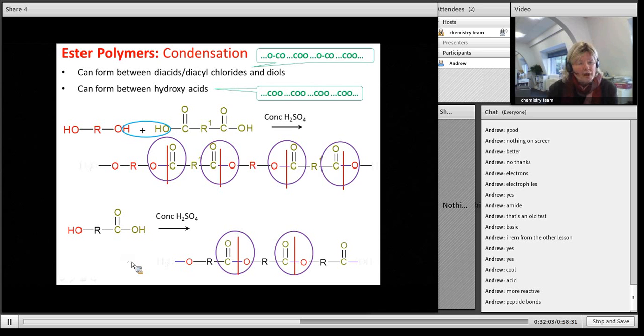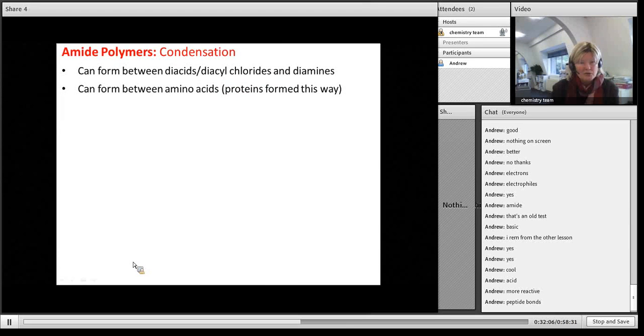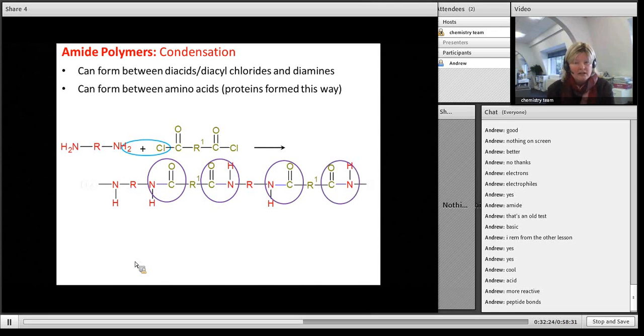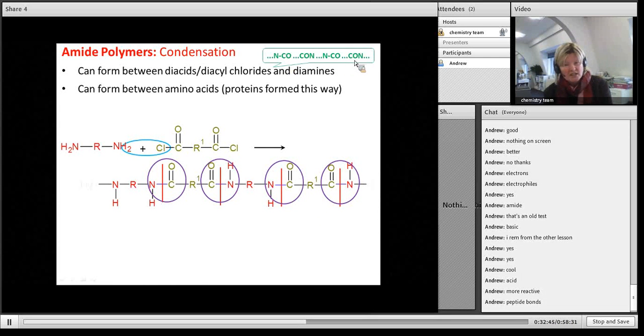Okay, the amide polymers are exactly the same way. I can make it between a diacid and a diamine instead of a diol. Or I can use an amino acid. That's a molecule with a carboxylic group and an amine. So it's exactly the same. I'm now removing HCl. And if I look at my peptide link, okay, can you see if I break it up, I've got, so there's my diamine coming in, there's my diacid or diacyl chloride, there's my diamine, diacyl chloride. And it's the same thing if it goes NCO, CON, NCO, CON. If it's alternating, you've got this first case.